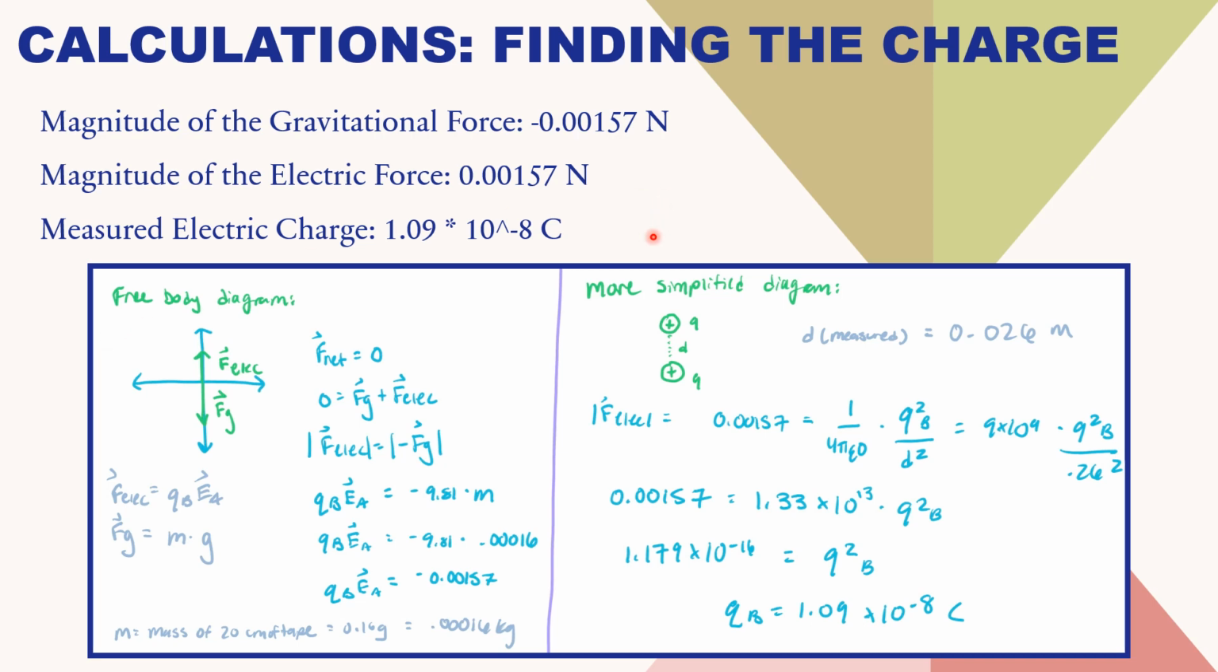To find the electric charge, I first need to find the electric force, and to do that, I need to find the gravitational force, since the momentum of the upper tape was 0 when it was floating. That meant that F net is 0, and the magnitude of the electrical force is equal to the magnitude of the gravitational force. So I found the gravitational force using the mass and the gravitational constant, and then I found the charge using the equation for electric force. And that charge was found to be 1.9 times 10 to the negative 8th coulombs.